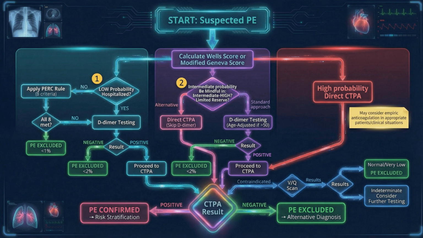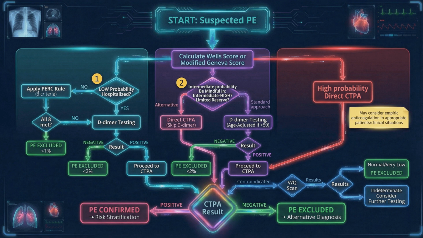If the patient is hospitalized or doesn't meet all PERC criteria, the next step is to assess their pretest probability using a validated clinical prediction rule, like the Wells score or the modified Geneva score. This helps categorize patients into low, intermediate, or high probability for PE. For those with low probability, we proceed with D-dimer testing, ideally using an age-adjusted threshold if the patient is over 50. A negative D-dimer in this setting reliably excludes PE, reducing unnecessary imaging.